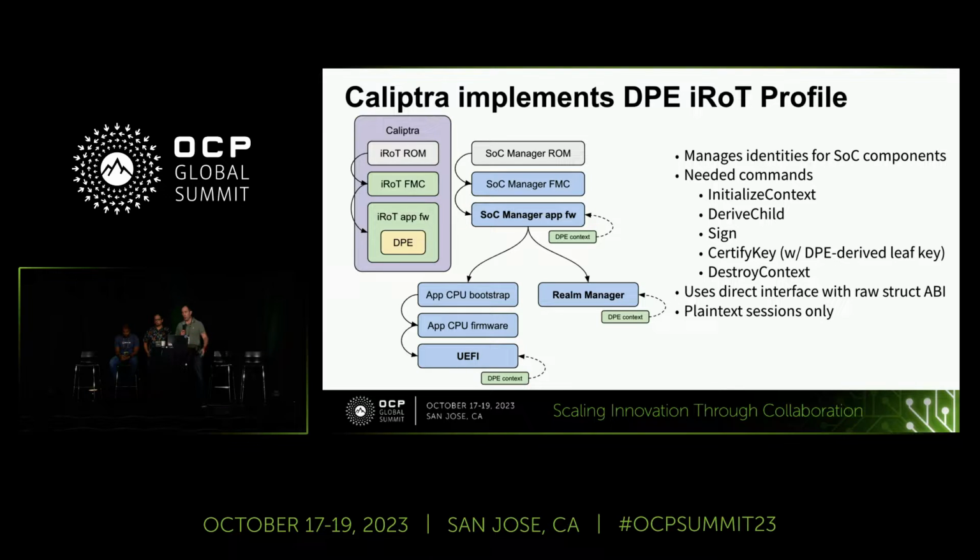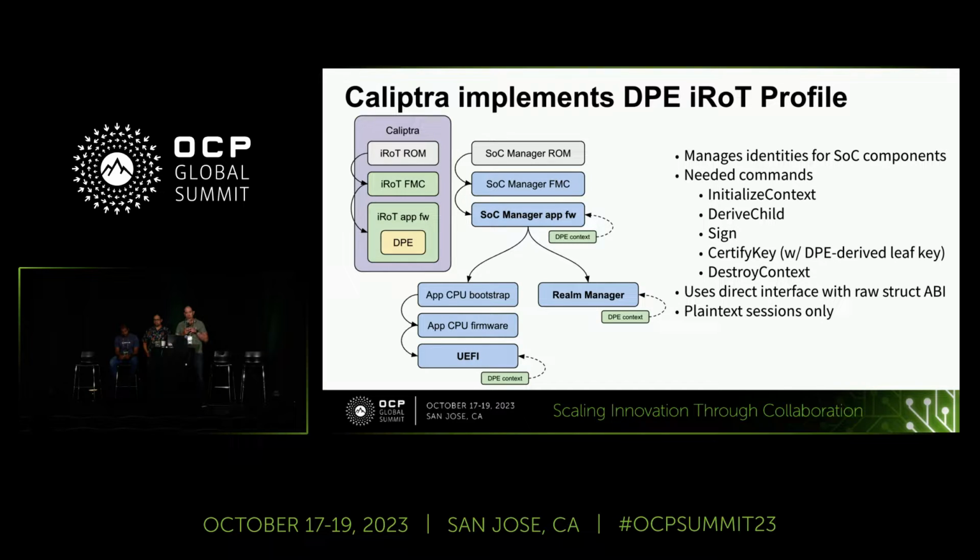You create a stack, initialize context, you can destroy it. Derived child is essentially the ability to push a frame into the stack, or a measurement into the stack, or extend the measurement, right? So you boot out of ROM, you initialize your stack with your device identity, then you load your first piece of code, you push a frame into the stack, and so on.